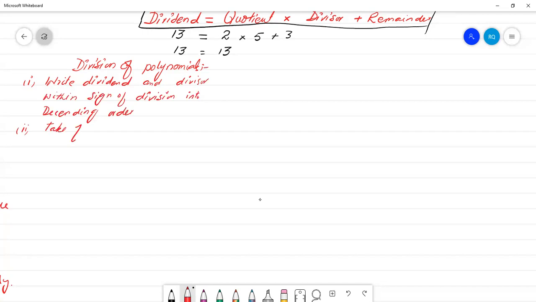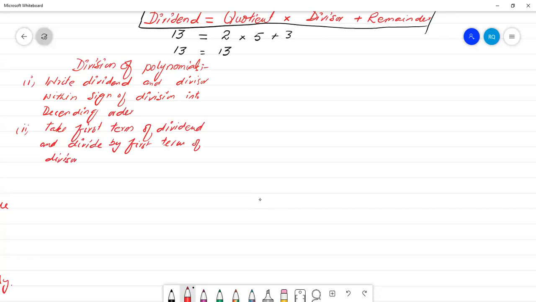Take the first term of dividend and divide by the first term of divisor to get the first term of quotient.